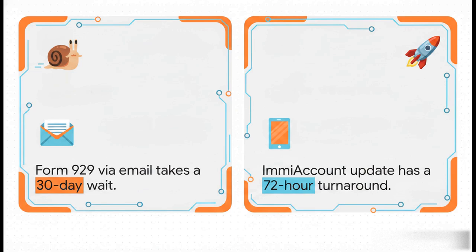The old email method, that was a 30-day waiting game. I mean, that's literally a lifetime in bureaucratic limbo. The new digital ImmiAccount update, a 72-hour turnaround. Seriously, from a whole month down to just 3 days. It's a real game changer.